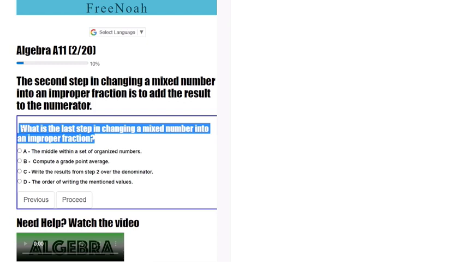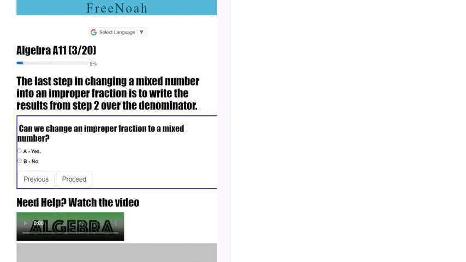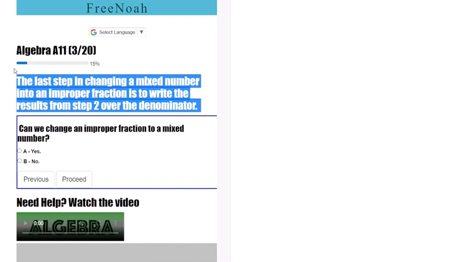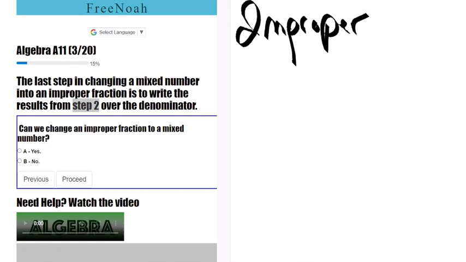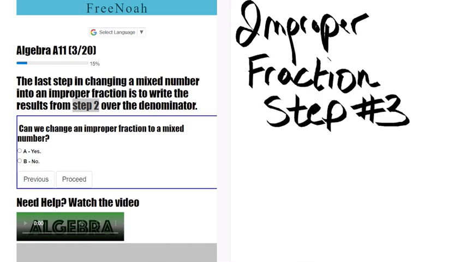Let's move on to our last step in changing a mixed number into an improper fraction. So it says here, what is the last step in changing a mixed number to an improper fraction? It will be to write the results from step 2 over the denominator.